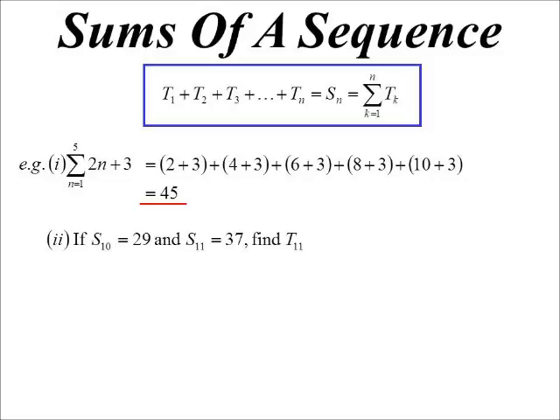Now, here's the interesting thing. If they tell me that the sum of the first 10 terms is 29, and the sum of the first 11 terms is 37, well, then I can go and find the 11th term. Because the 11th term must be the sum to 11 terms minus the sum to 10 terms. So if I take away the sum to 10 terms, I'm left with what I added on, the 11th term. So they've told me an answer for those, 37 and 29. I know the 11th term of this pattern is 8.